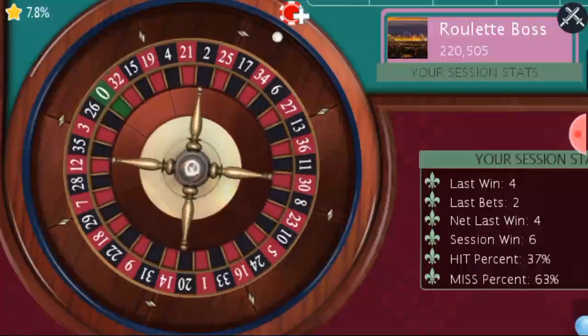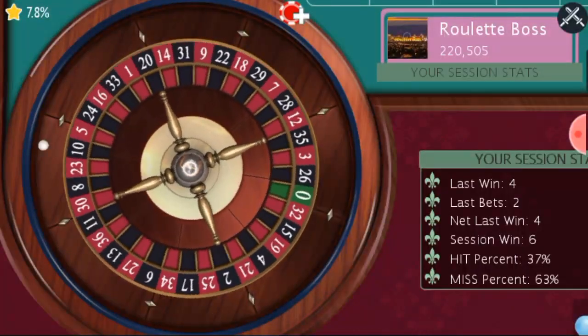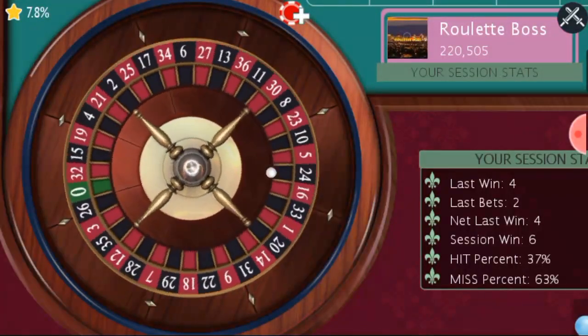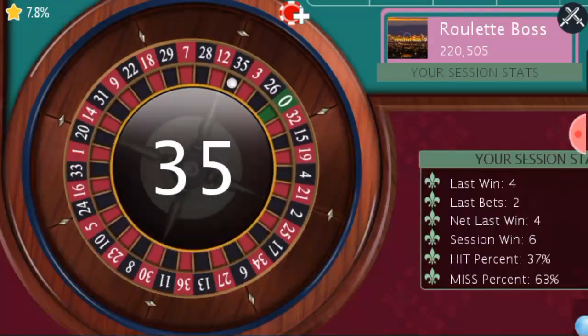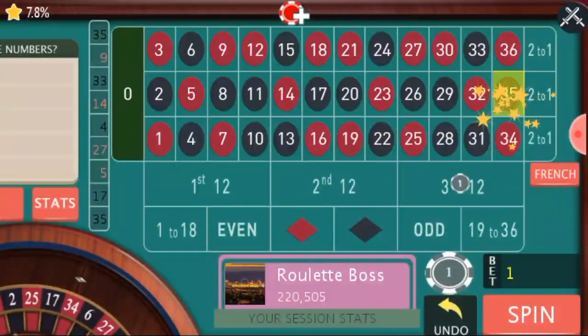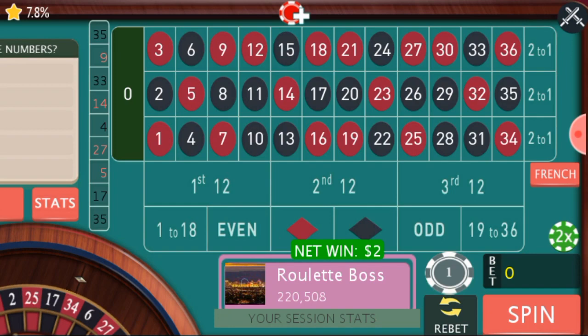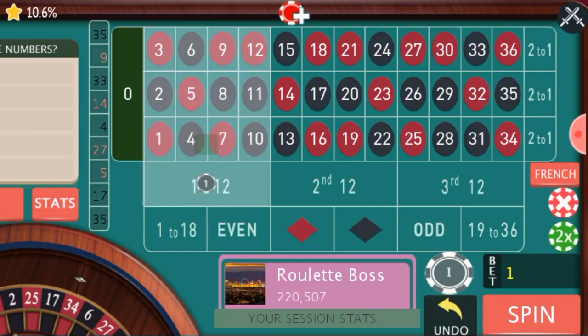This is spin number 1 using 1 unit. We have a hit on spin number 1. So we're up to 8 units in profit. We're going to restart the entire progression. Spin number 1.